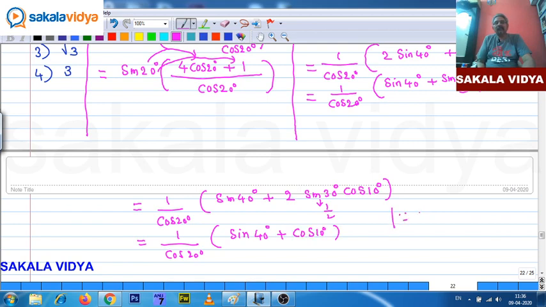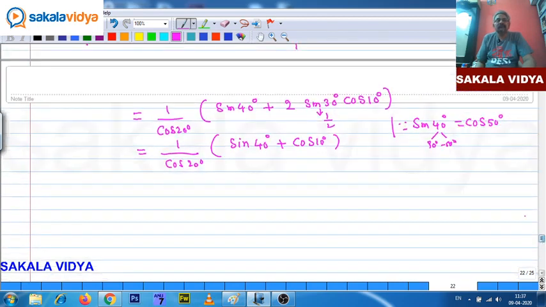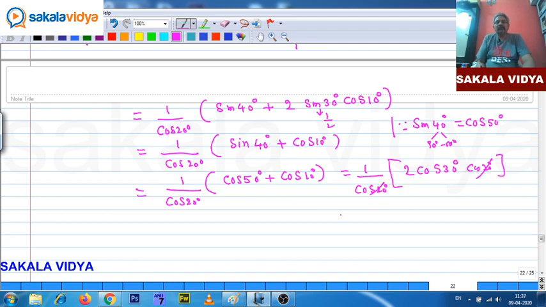Now, we need to change sin 40. Sin 40 is equal to cos 50. Am I correct? Because 90 degrees minus 50 degrees. Okay, now this we can write 1 by cos 20 degrees into cos 50 plus cos 10. Again, cos c plus cos d formula. That is equal to 1 by cos 20 degrees. So, we have 2 cos 30, means 2 into root 3 by 2. So, answer is root 3.